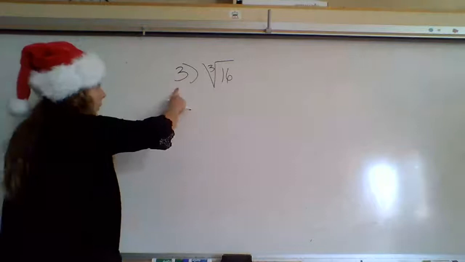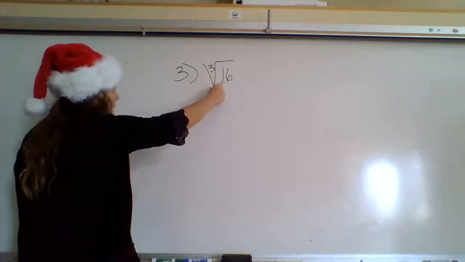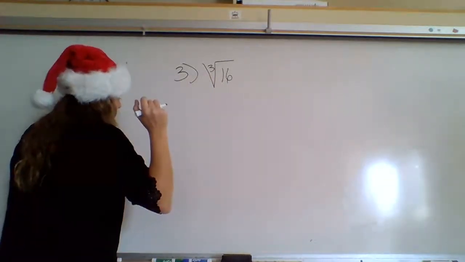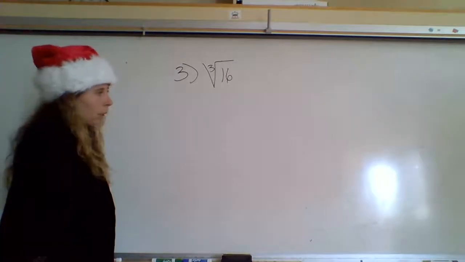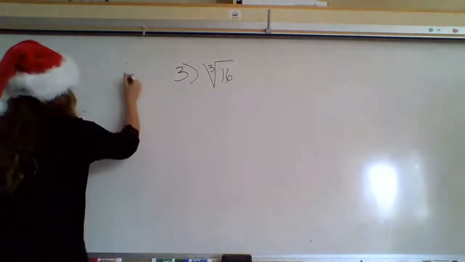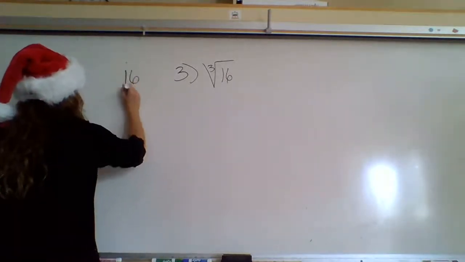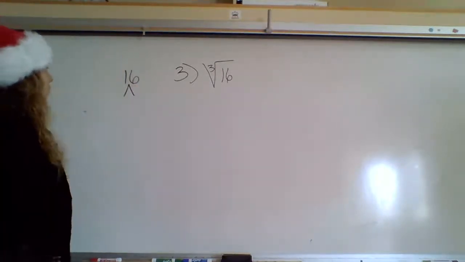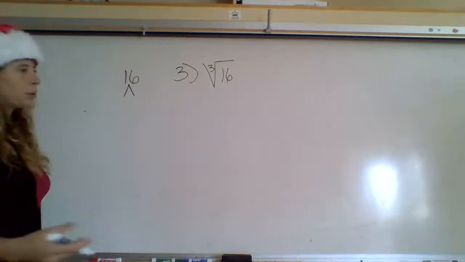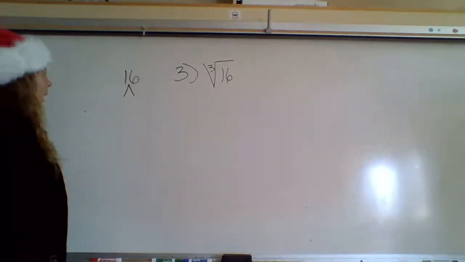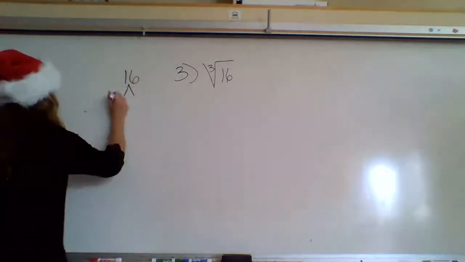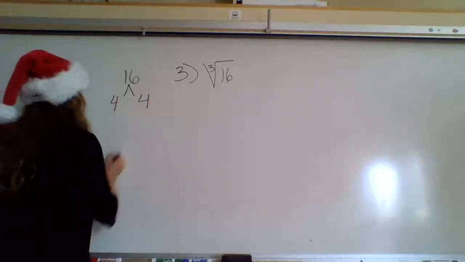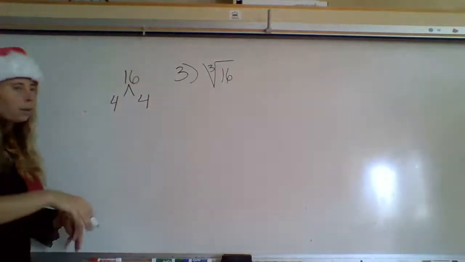So I'm doing number 3. I have the cubed root of 16. So I'm going to write all my factors. I'm going to do my prime factorization of 16. So when I think of 16, two numbers to multiply together to get 16. There's 1 and 16. That doesn't help a whole lot. 2 and 8. I'm going to do 4 and 4. It doesn't matter where you start. You'll get there eventually.